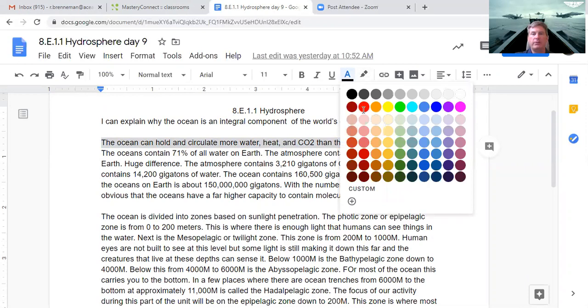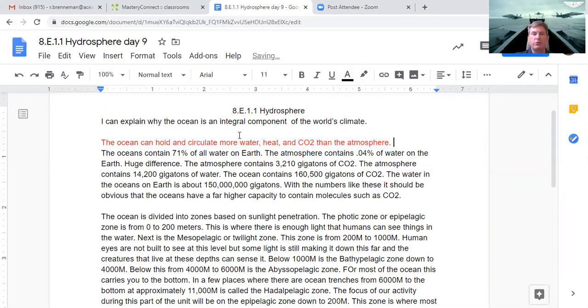We'll color it red just to make sure you guys are aware of it. The ocean can hold and circulate more heat and CO2 than the atmosphere. The ocean contains 71% of all the water on the Earth. The atmosphere contains 0.04% of the water on the Earth. Huge difference. The atmosphere contains 3,210 gigatons of carbon dioxide. The atmosphere contains 14,200 gigatons of water.